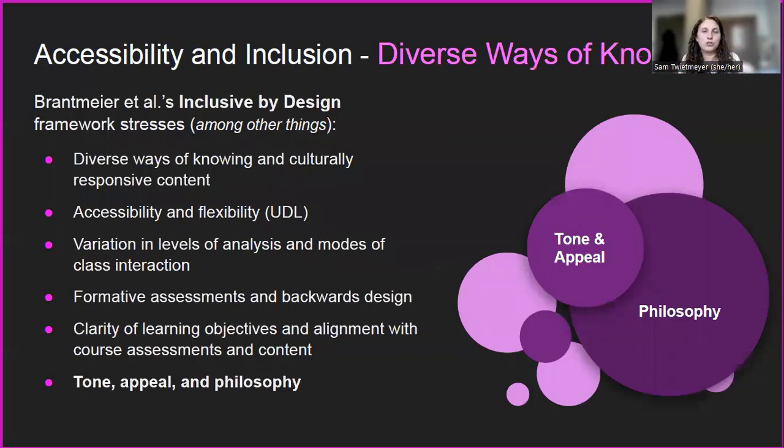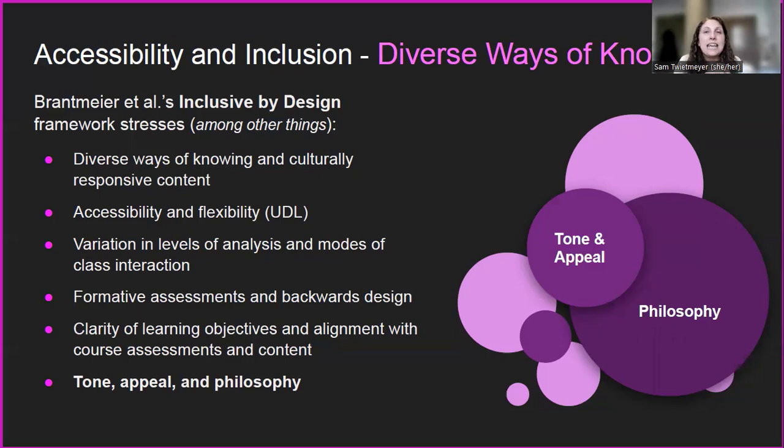One of the ways that we start to confront and challenge is through diverse ways of knowing. Brent Meyer's work, Inclusive by Design, is a framework that stresses, there's a large list, in fact, this is just a summary, diverse ways of knowing and culturally responsive content in your course design, accessibility and flexibility, and here I would really emphasize looking up universal design for learning principles around accessibility and flexibility in course design, variation in levels of analysis and modes of class interaction to reach students who aren't as accustomed to the traditional lecture style interaction or even group work. Formative assessment, and backward design.